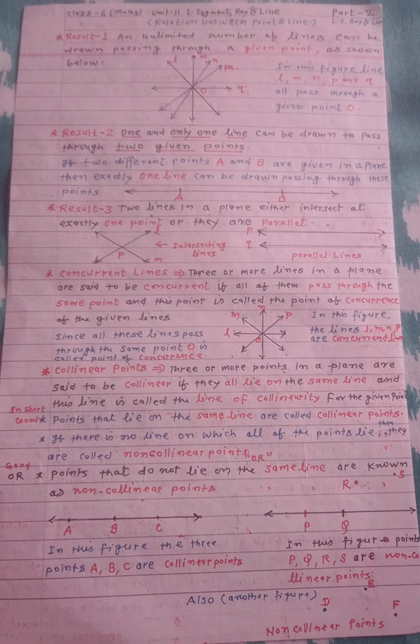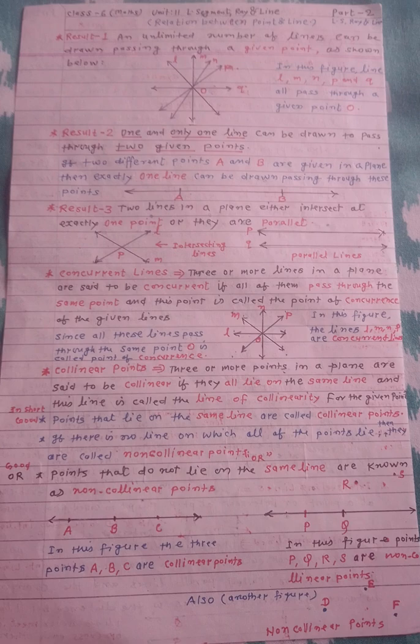Now come to the next point, concurrent lines. Three or more lines in a plane are said to be concurrent if all pass through the same point, and the point is called the point of concurrence of the given lines. Since all these lines pass through the same point O, it is called the point of concurrence. Now so many lines in the figure, L, M, P and Q are passing through point O. So in this figure, the lines are called concurrent lines, and point O is called the point of concurrence.